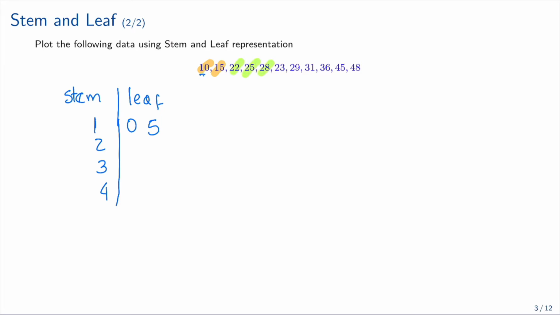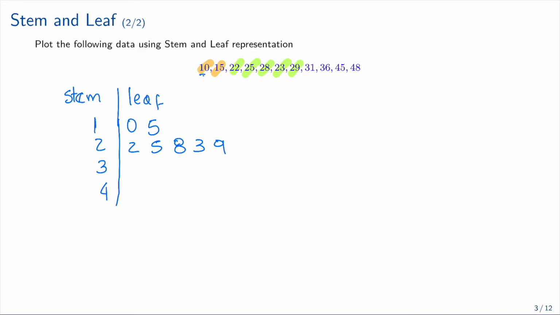22, 25, 28, 23, 29. So we have 2, 5, 8, 3, 9. We don't really have to sort them. It could be nice, but we don't really. What is important is the frequency, how many of them are in the 20s.